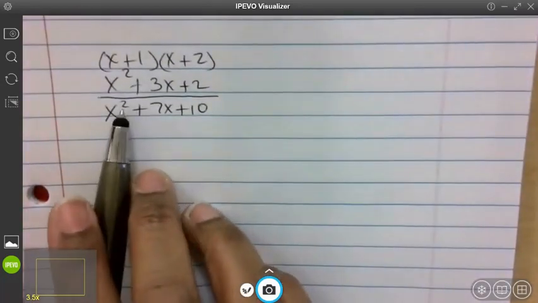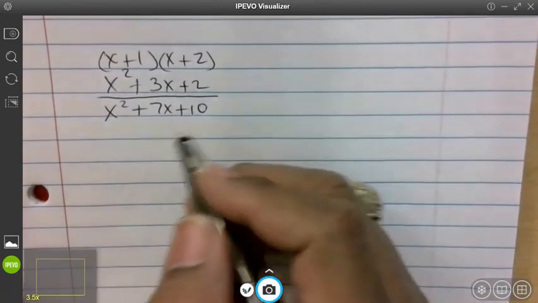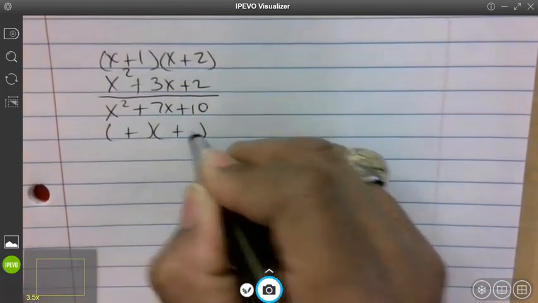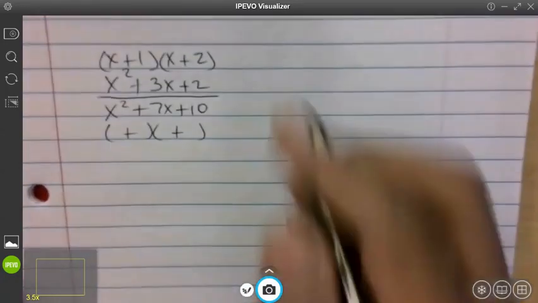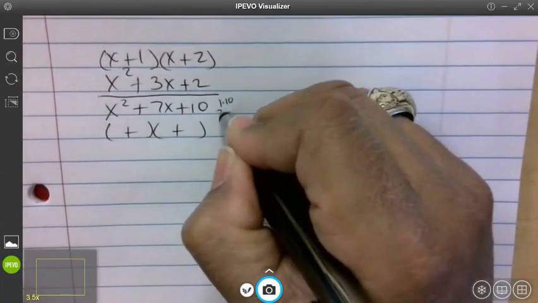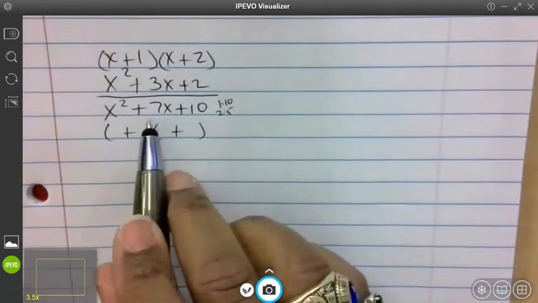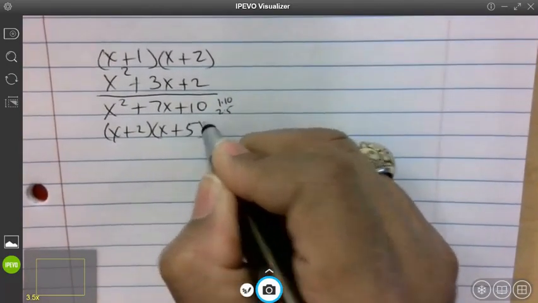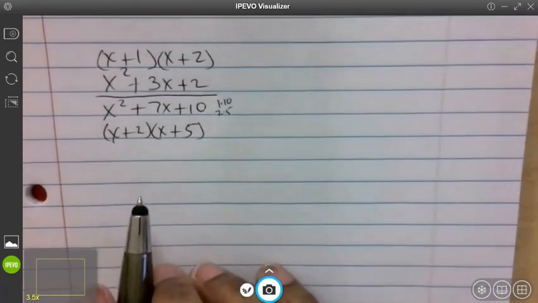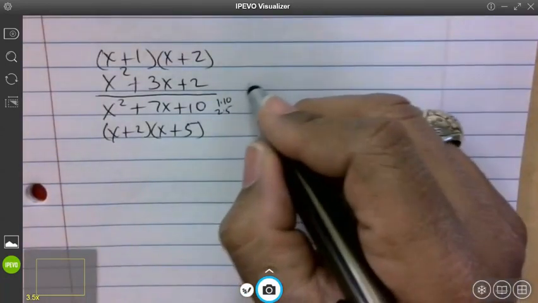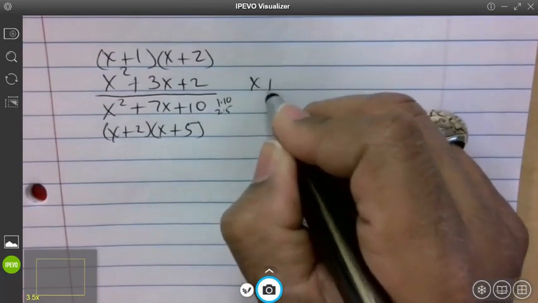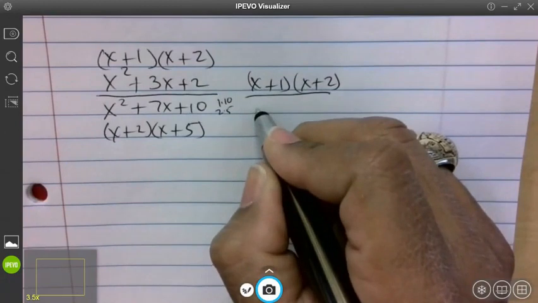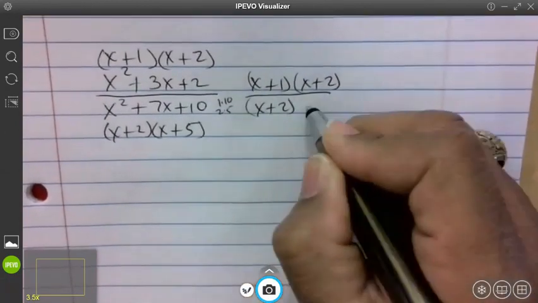Let's do the same thing on the bottom when I factor. Plus and plus will give me plus and plus. Here again, factors of 10: 1 times 10, 2 times 5. Which ones add to get the middle? 2 and 5. So that would be x plus 2, x plus 5. Now I have the top factored and the bottom factored. I'll write it again in case you get confused. On top, x plus 1, x plus 2. On the bottom I had x plus 2, x plus 5.